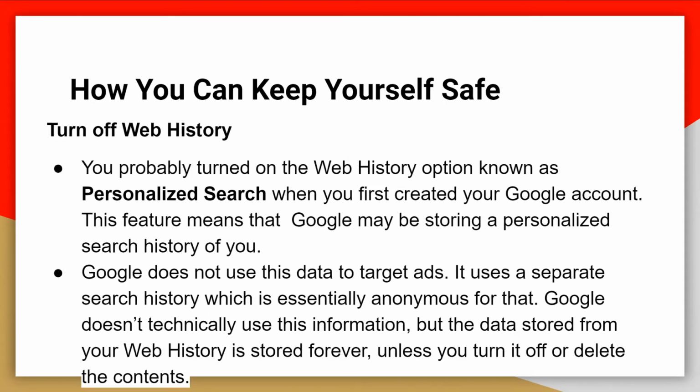You can also turn off your web history, which basically is all the websites you visited in the past. And this creates basically a personalized search profile for you. By deleting this, it means that you won't face as many targeted ads, and you also can remove anything Google has stored from you.